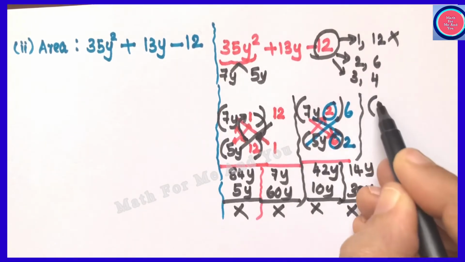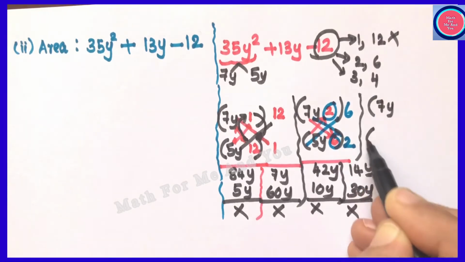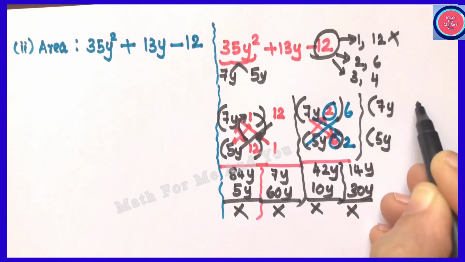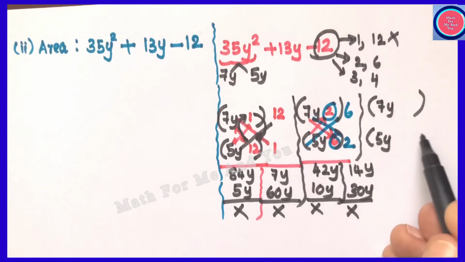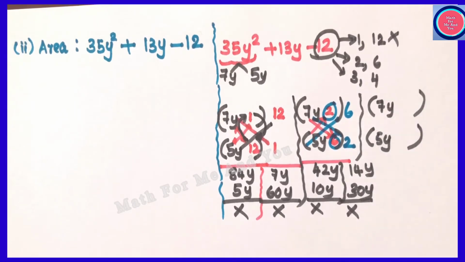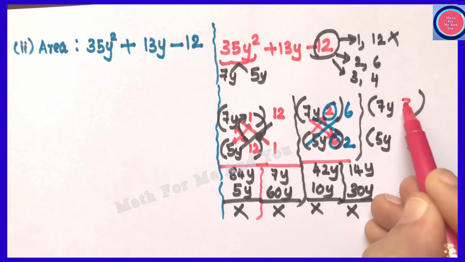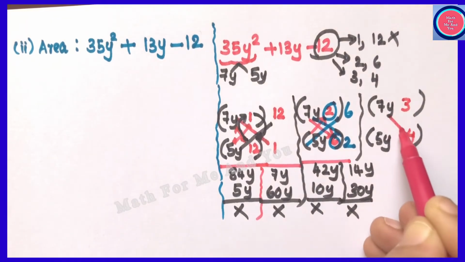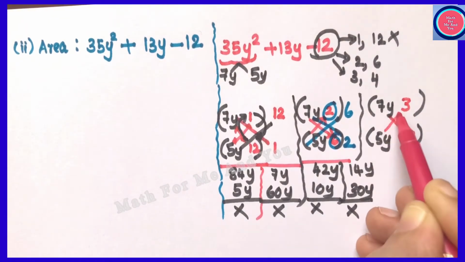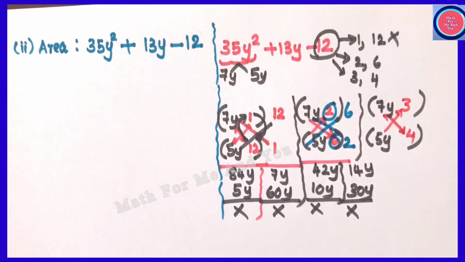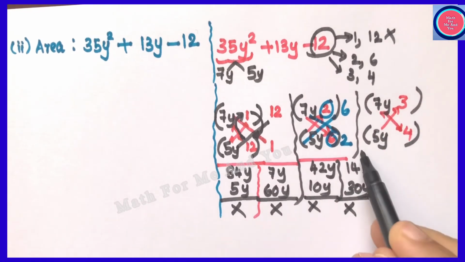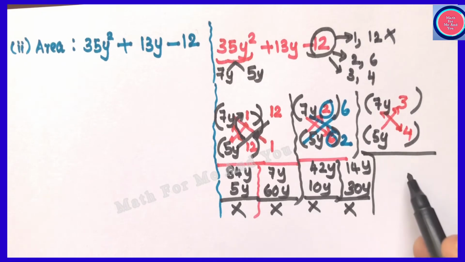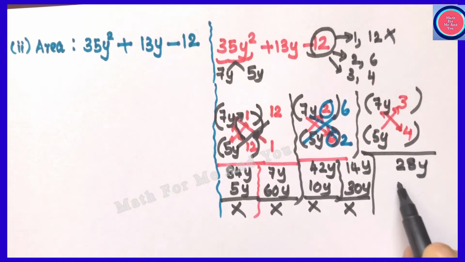Now we are going to try with the last pair 3 and 4. 7y and 5y we will write up and down and connect with the numbers 3 and 4. After that cross multiply and check whether we are getting the middle term 13y or not. 7y multiply with 4 and 5y multiply with 3. We get the result 7 times 4, 28y, 5 times 3, 15y. Here when we find the difference between these two numbers we get 13 and we need positive 13y.